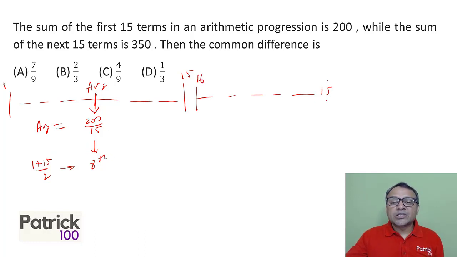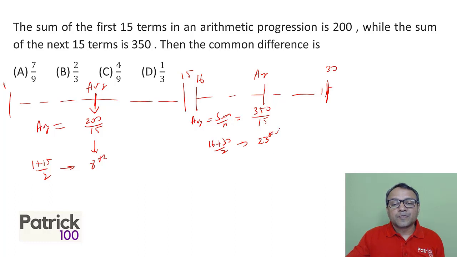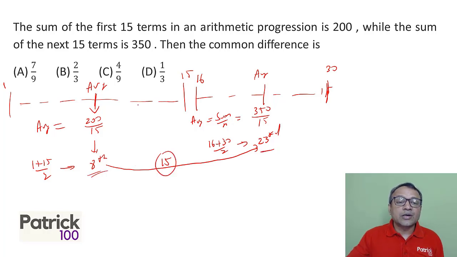Same in the next 15 terms, 16th to 30th term. The average will be the middle term. Average will be 350 upon 15. Remember, average is sum upon n, right? And it will be nothing but the 16 plus 30 upon 2 term, which is the 23rd term. Now, the difference between the 8th term and the 23rd term is 15 terms. And the difference in the values is from 200 upon 15 to 350 upon 15, which comes to 150 upon 15 or 10.